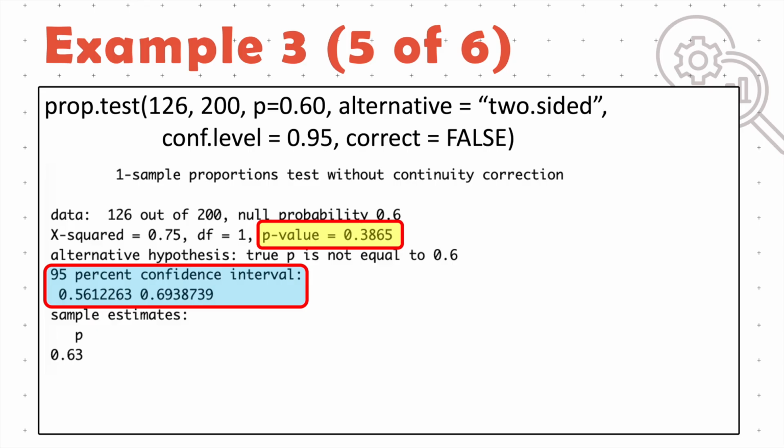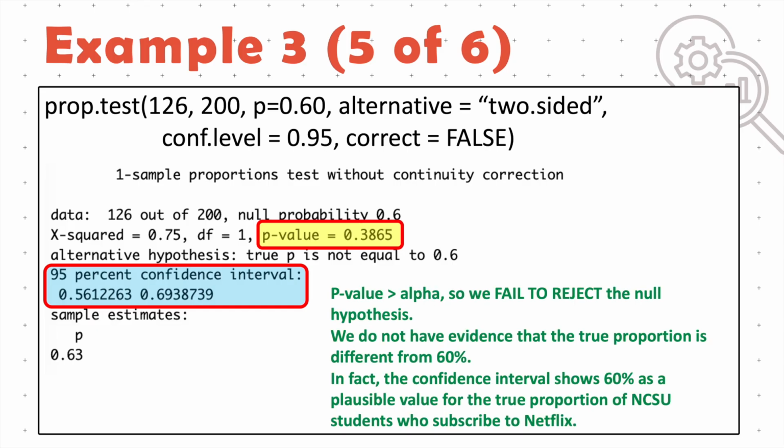That p-value that we got would tell me to fail to reject the null hypothesis. That would mean that we do not have evidence that the true proportion is different from 60%. In fact, when we look at that confidence interval, it does capture 60% as one of the plausible values. So I have no reason to believe that the true proportion would be something different than 60%.